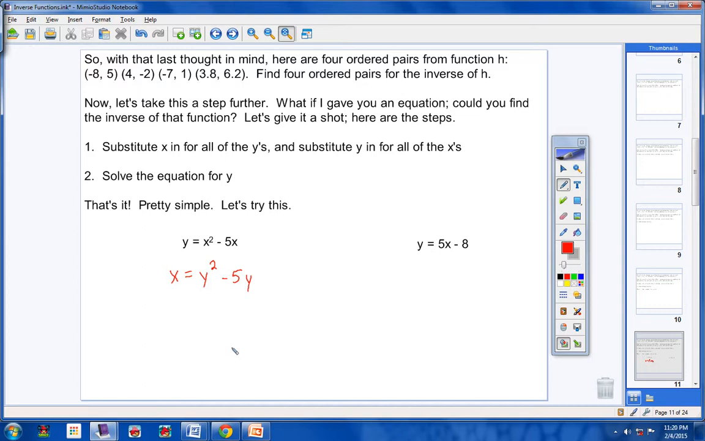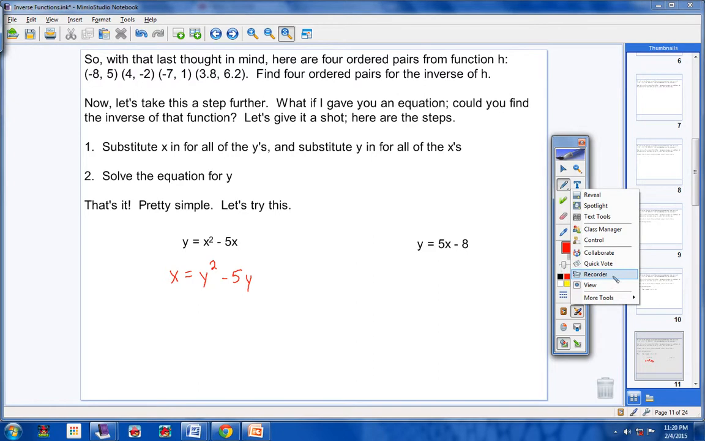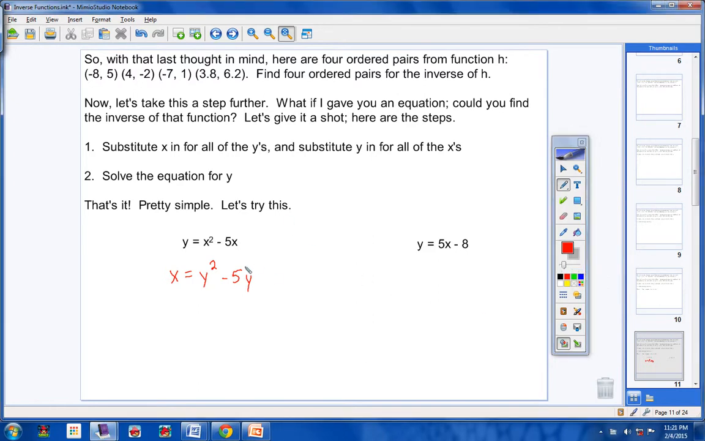Okay, there we go. Now, the next thing we're going to do is get y by itself. Now, in this problem here, and I've given this problem to you for a reason, it's going to be difficult to get y by itself. So let me pause and say this.